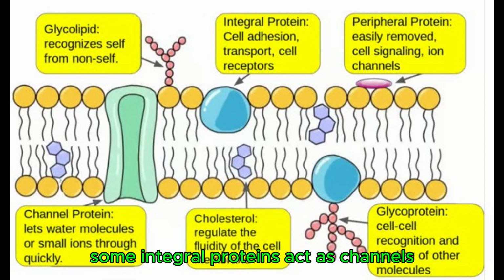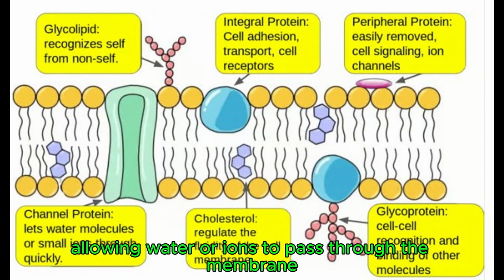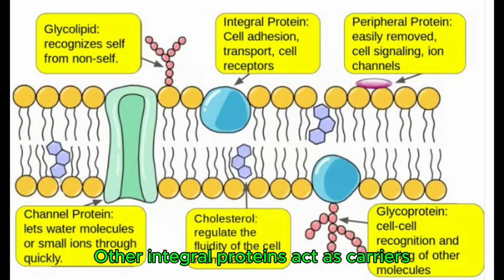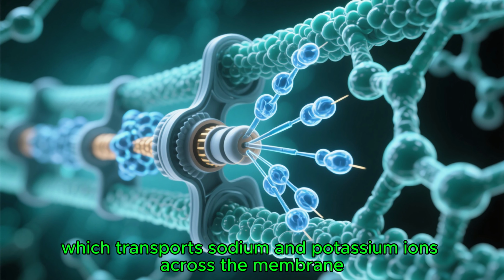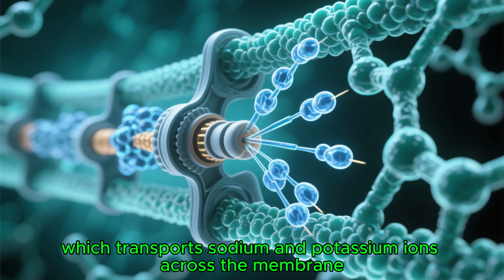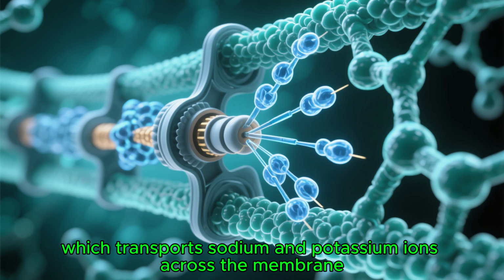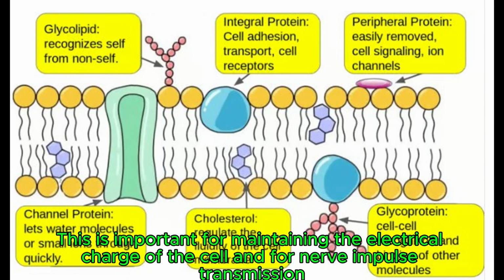For example, some integral proteins act as channels, allowing water or ions to pass through the membrane. Other integral proteins act as carriers, binding to specific molecules and transporting them across the membrane. An example of a carrier protein is the sodium-potassium pump, which transports sodium and potassium ions across the membrane. This is important for maintaining the electrical charge of the cell and for nerve impulse transmission.